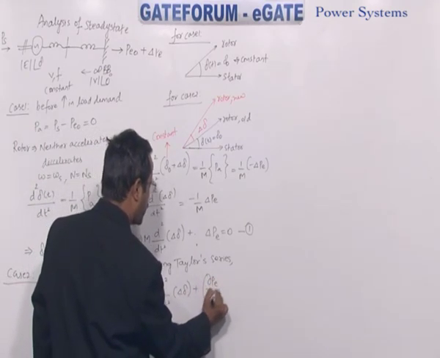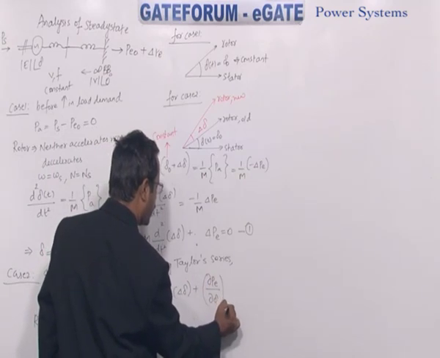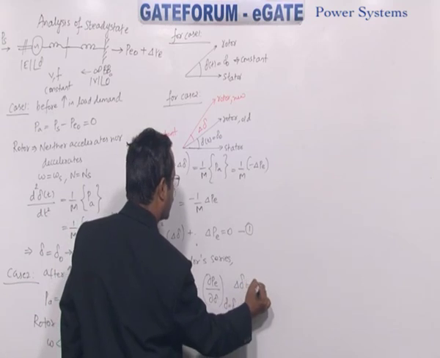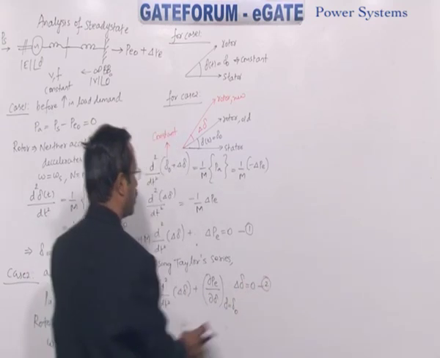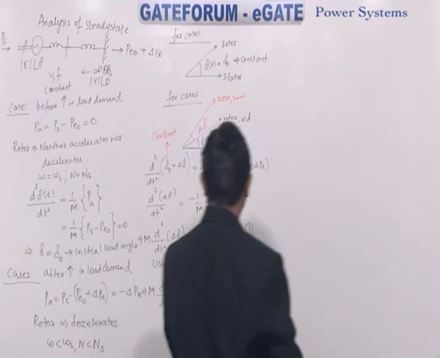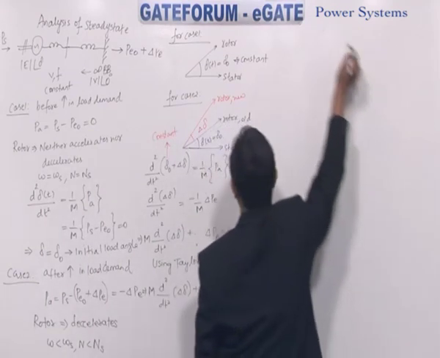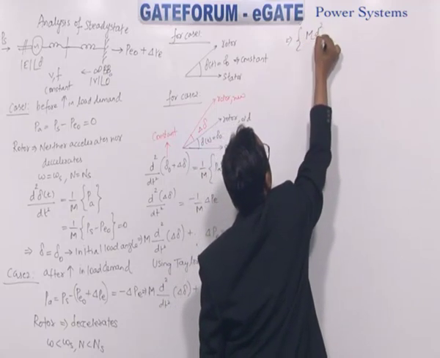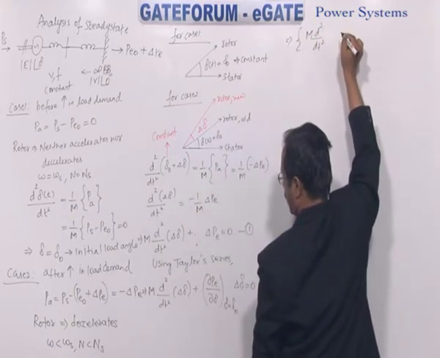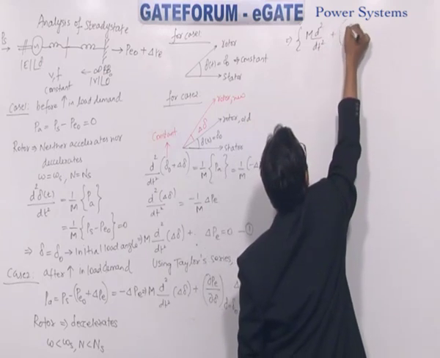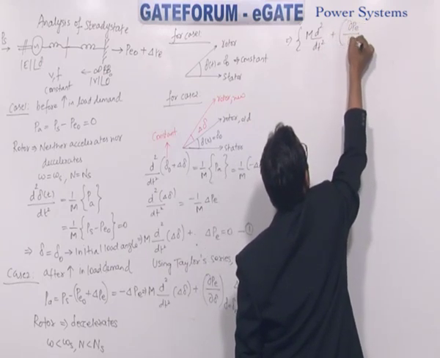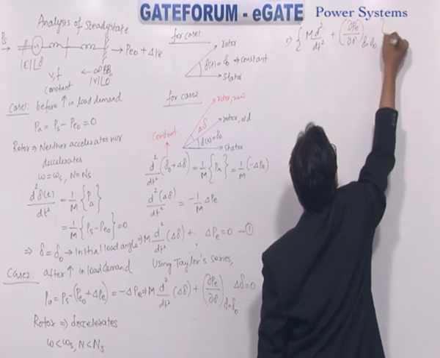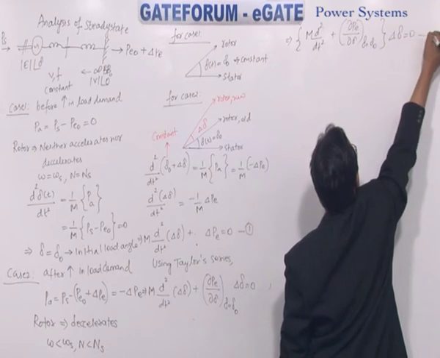Here ∂Pe/∂δ evaluated at the initial angle δ0, multiplied with Δδ, is 0. Now further you take out the Δδ common. So what you will get? M d²/dt² plus ∂Pe/∂δ evaluated at δ0, multiplied with Δδ, is 0.